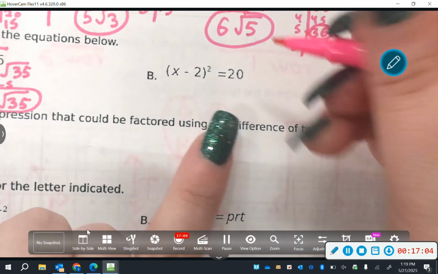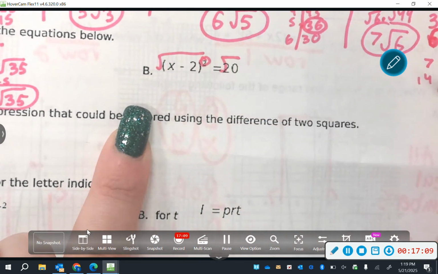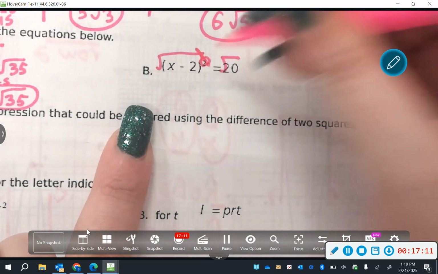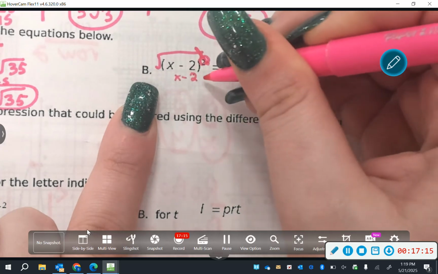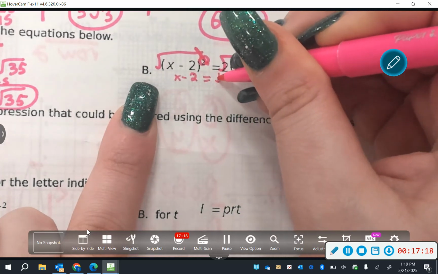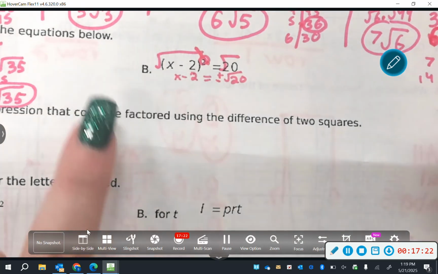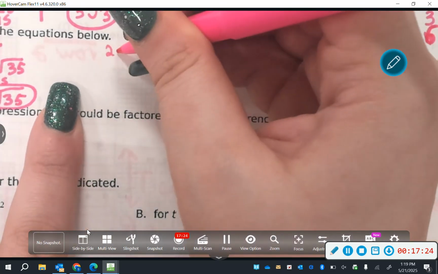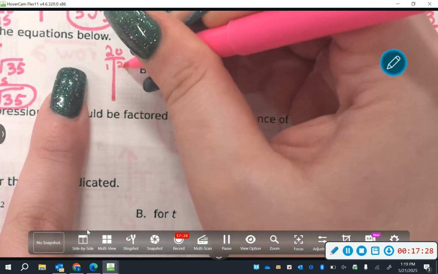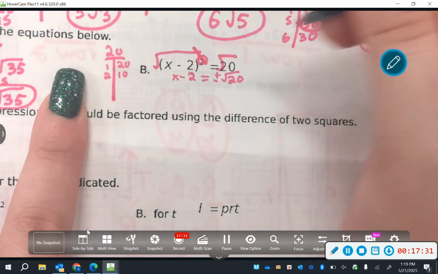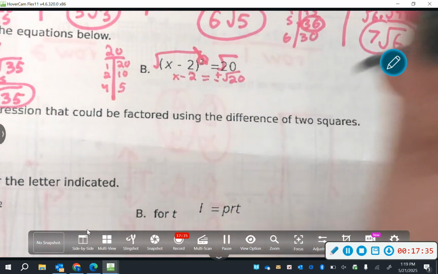Same thing with this side. If we want to get x by itself, the opposite of squaring something is square root. If I do it to one side, I have to do it to both. That makes our square disappear. We got x minus 2 equals positive and negative square root of 20. Now we have to check and see if 20 is simplified. So 20, we need things that multiply to get 20. You know, 1 and 20, 2 and 10. We know 4 and 5.